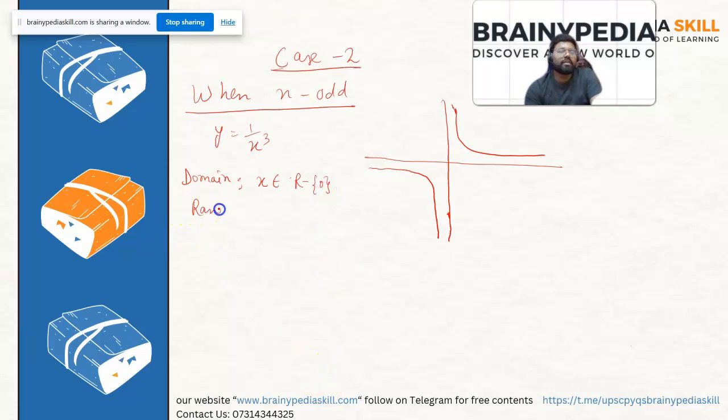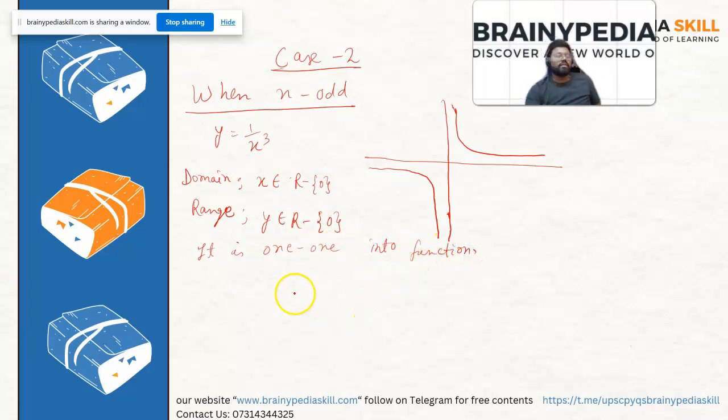In the same manner, find out range. y belongs to again any real number, but 0 will not be included. Now what kind of function is it? For unique values of x, you will get unique values of y, different pre-images. So first of all, it is a one-one function.